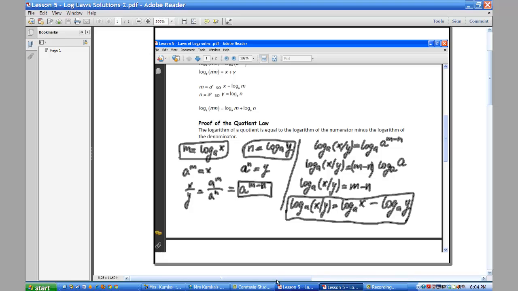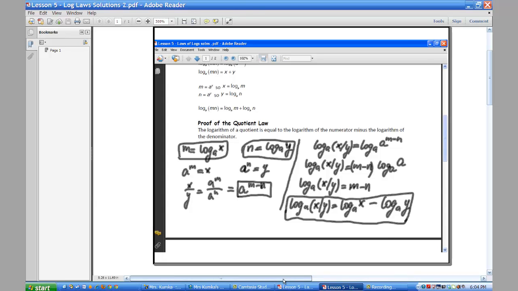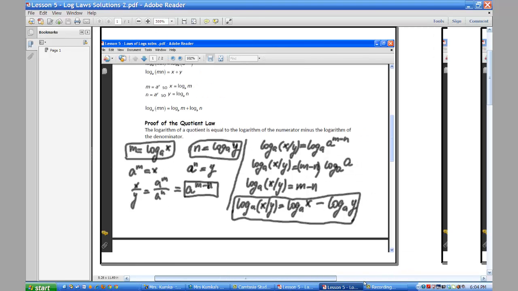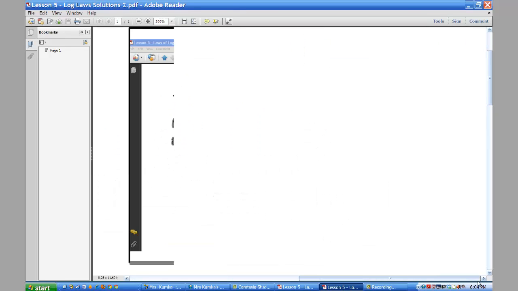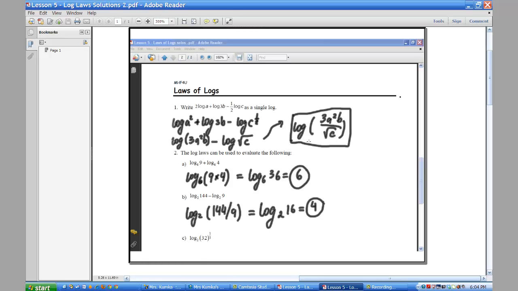So here we are. We got two proofs of the laws, and now we're going to see how we can actually use those laws and how they are helpful. Alright, so if I have an expression where I need to write this big expression as a single log, 2 log A plus log 3B minus 1/2 log C, I want to express it as one single log.